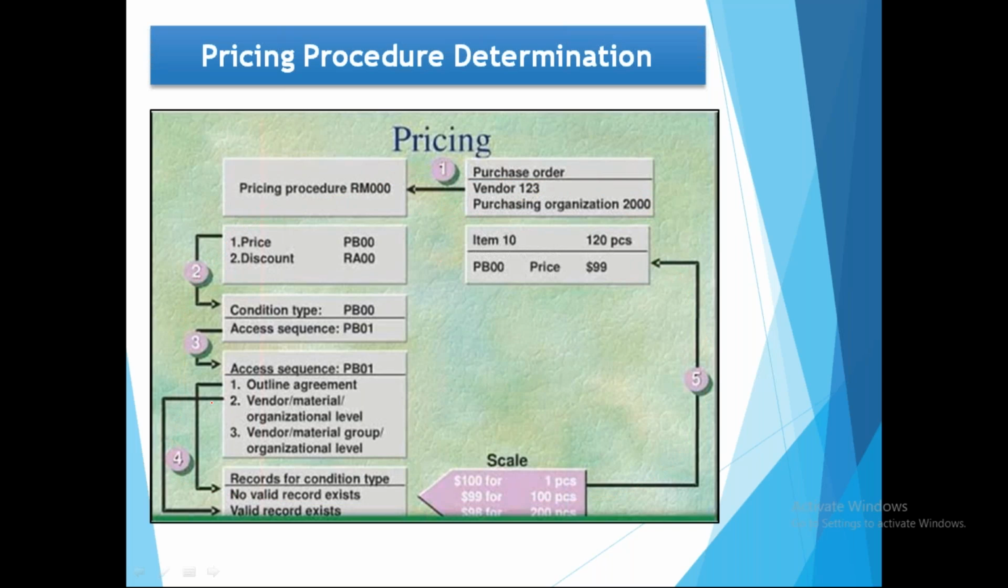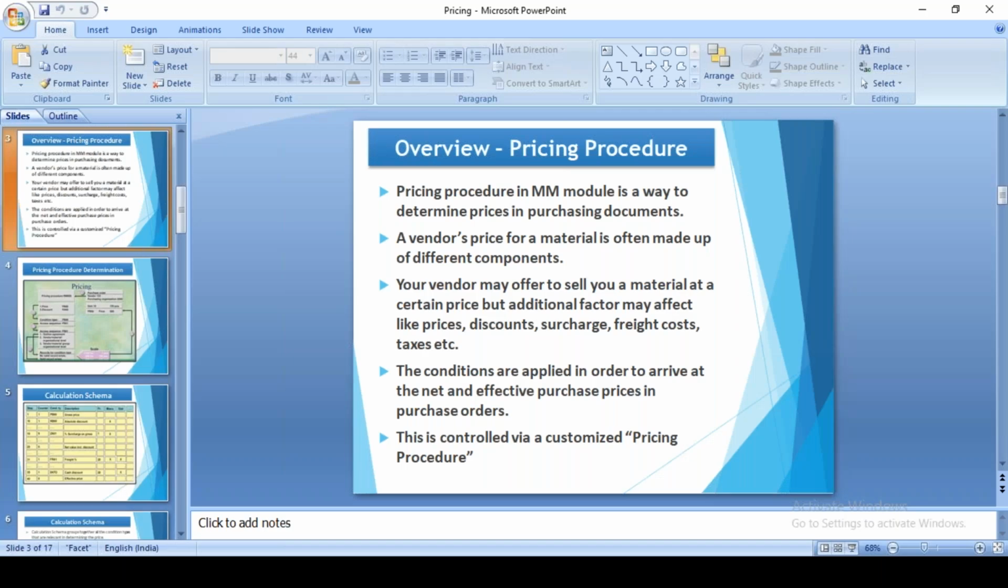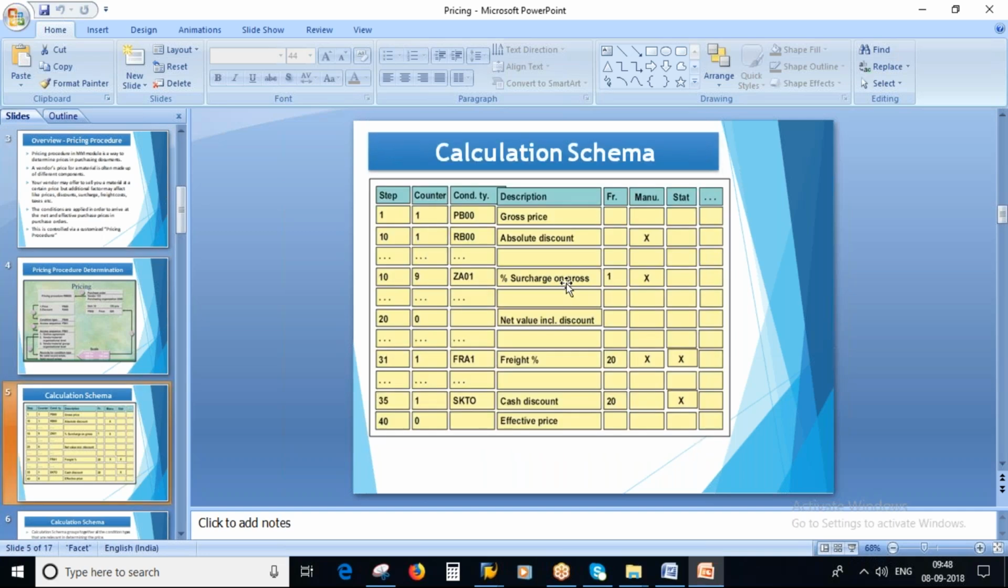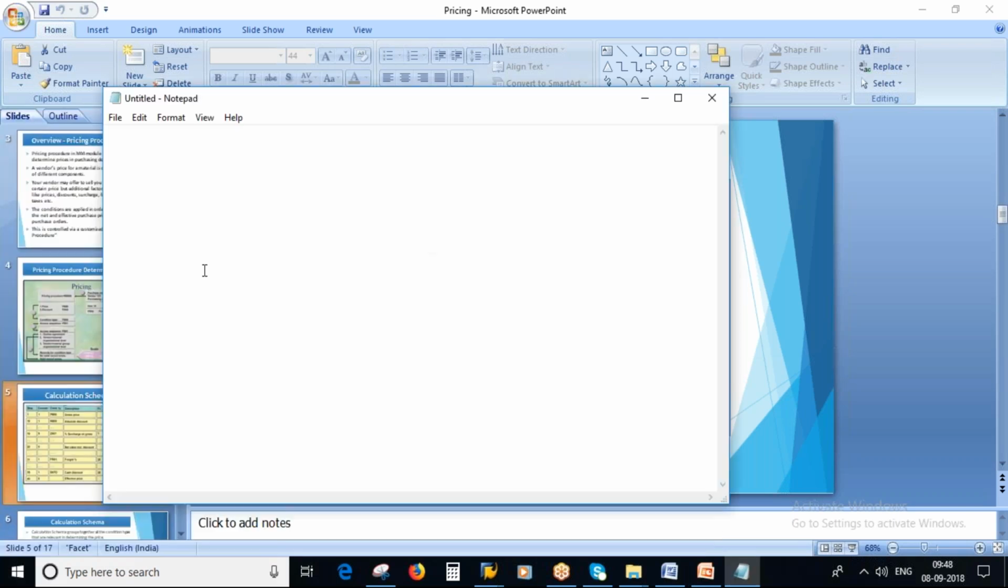Okay, now we will see this in the system. Our first thing is calculation schema. It is nothing but pricing procedure. Okay, I'll put it in a notepad file. First one is determine pricing procedure, which is nothing but calculation schema.